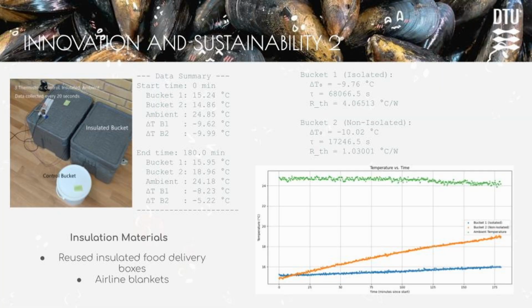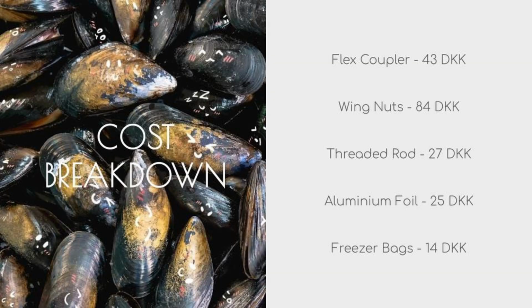We reused food delivery boxes and airline blankets to insulate the system and calculated the thermal resistance at 4.06 for the insulated bucket and 1.03 for the control, which means our insulated system is about 4 times more thermally resistant than the non-insulated one. These are the following things that we bought for our system. We ended up not using the aluminum foil and the freezer packs in our final design.